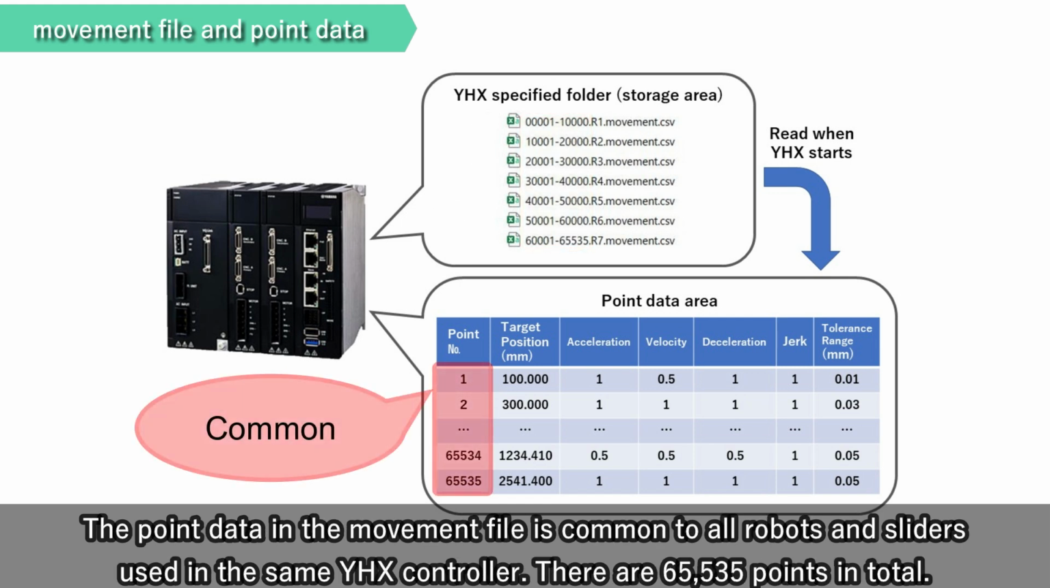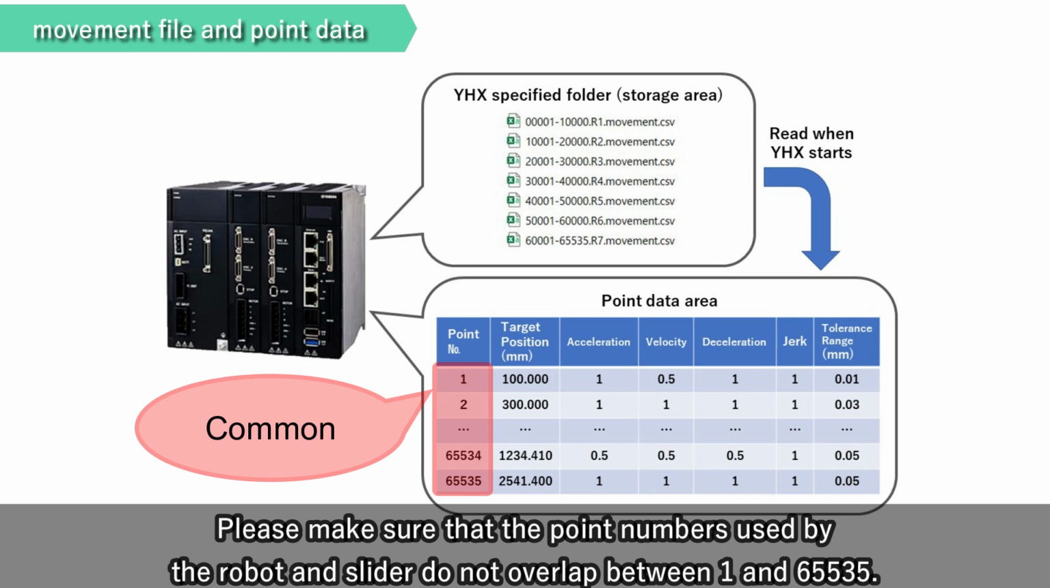The point data on the movement file is common to all robots and sliders used in the same YHX controller. There are 65,535 points in total. Please make sure that the point numbers used by the robot and slider do not overlap between 1 and 65,535.